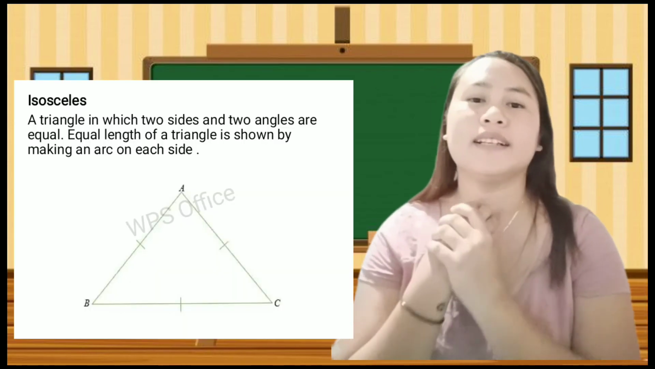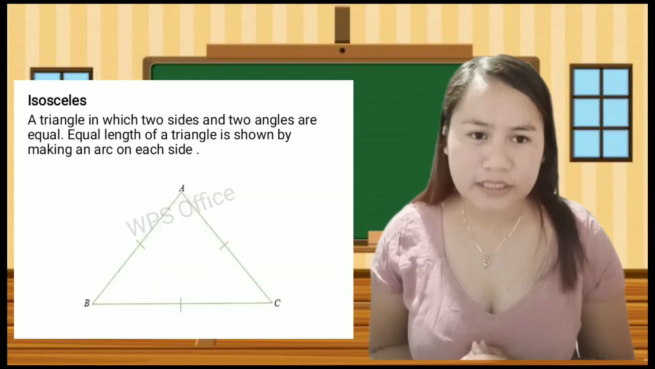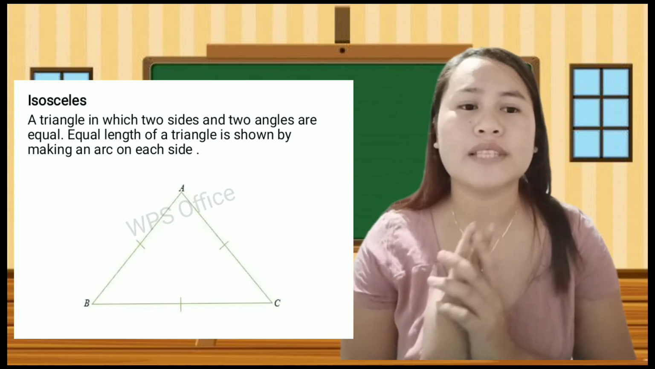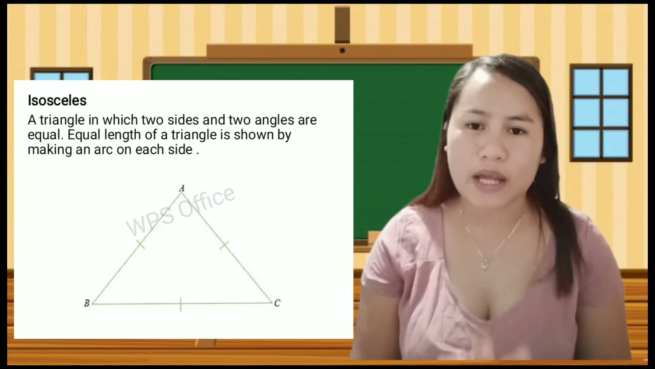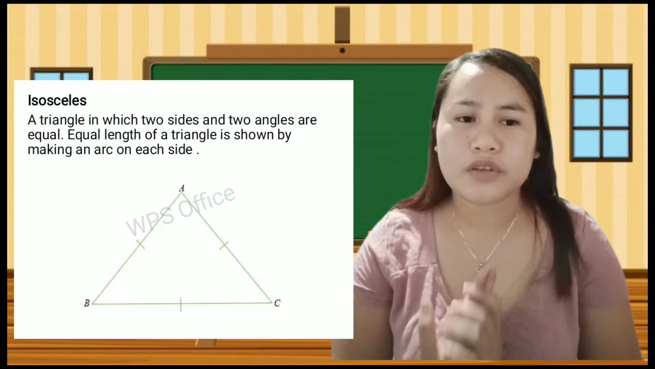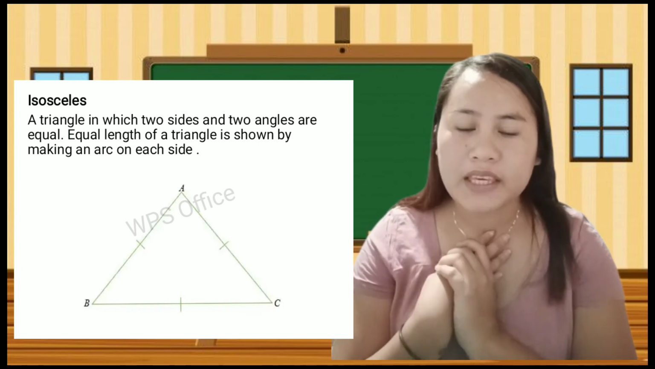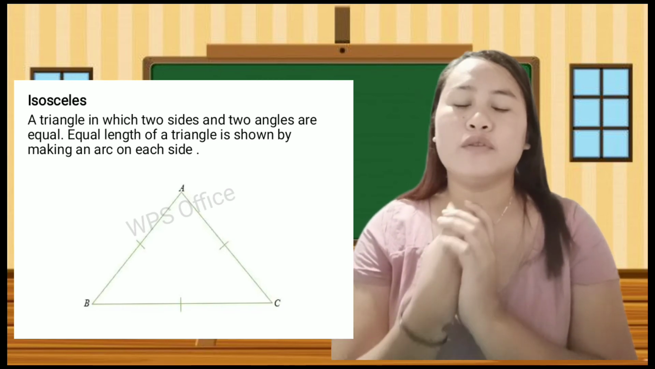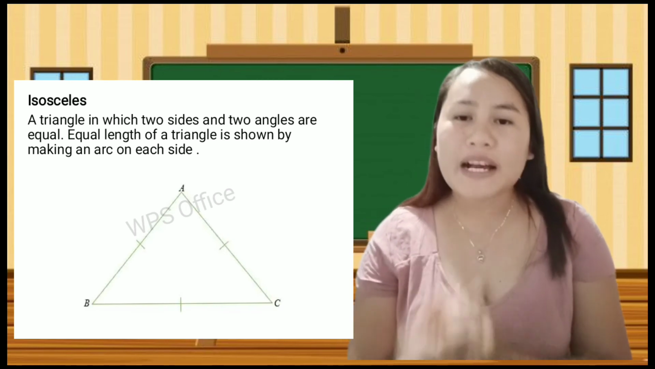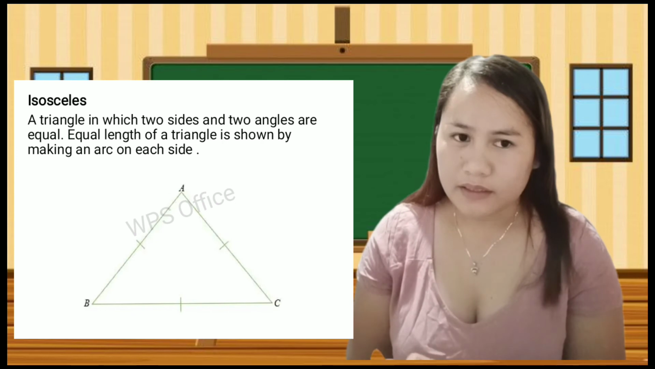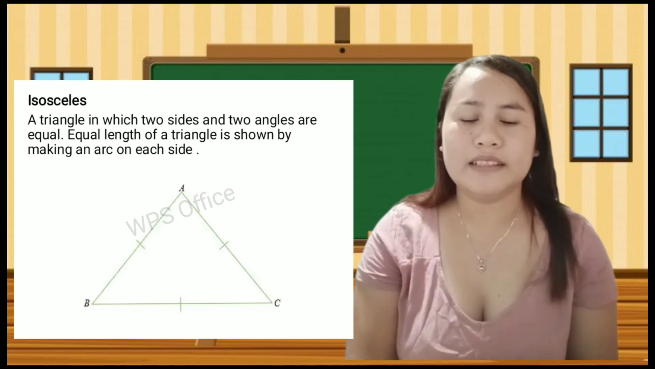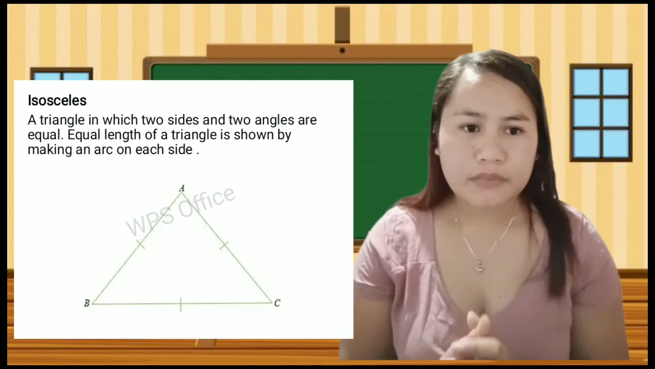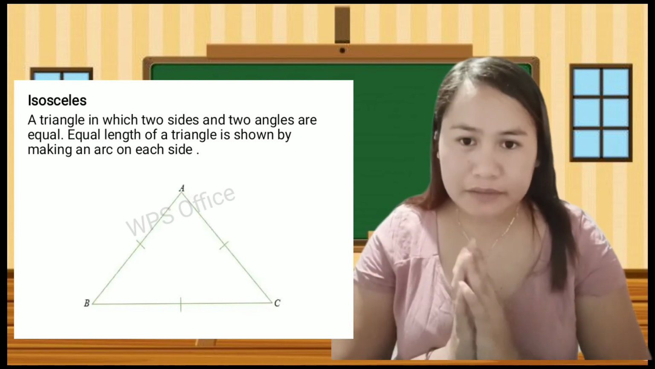Isosceles. So isosceles is a triangle in which two sides and two angles are equal. Equal length of a triangle is shown by making an arc on each side. So isosceles have two sides and two angles that are equal. Then the scalene is all sides have different measures. So mao to siya ang kalahian.